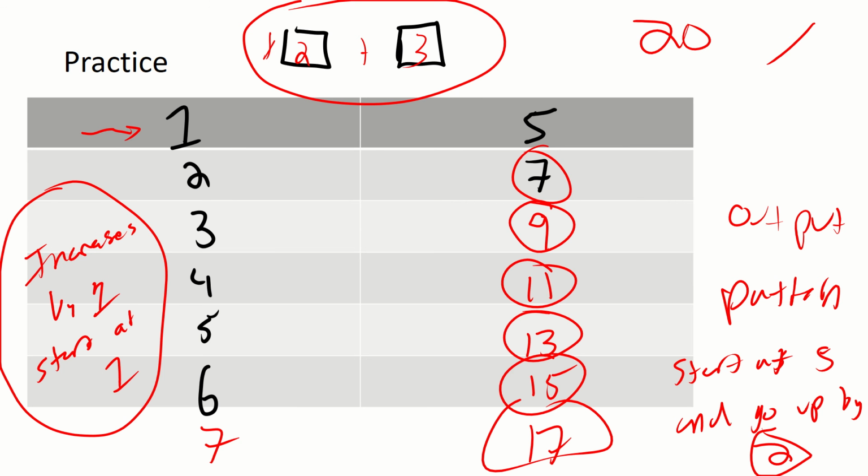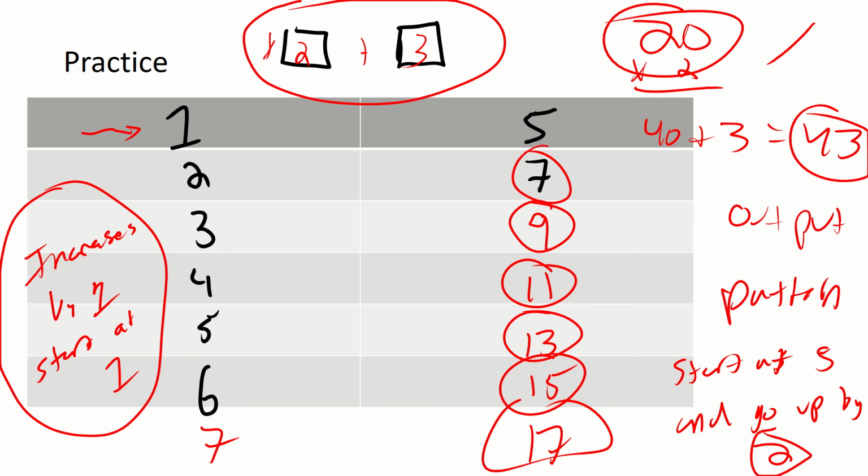So let's go to 20 now. We can figure it out. 20 times 2 is 40, plus 3 is 43. So my output for the input 20 should be 43. Okay, let's do one more. We want to find out the output for 11 in this pattern. We could keep going with our table, or we can know that the formula is 11 times 2, which is 22, plus 3, which is 25.